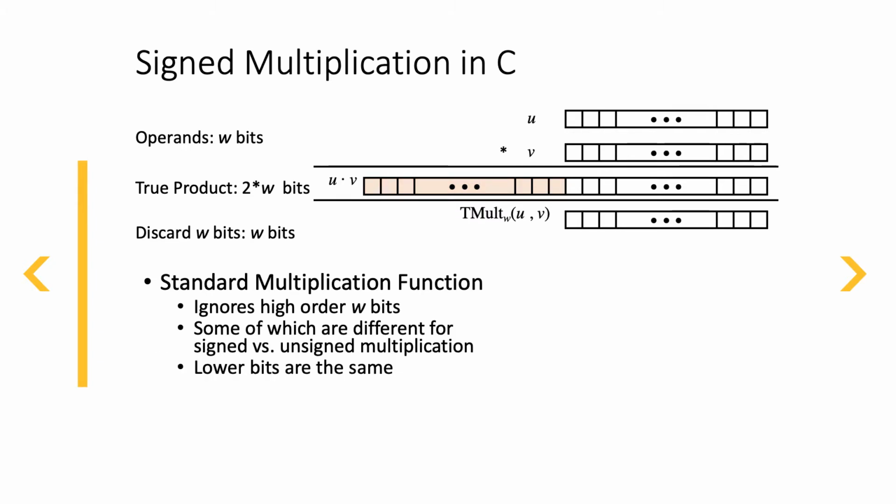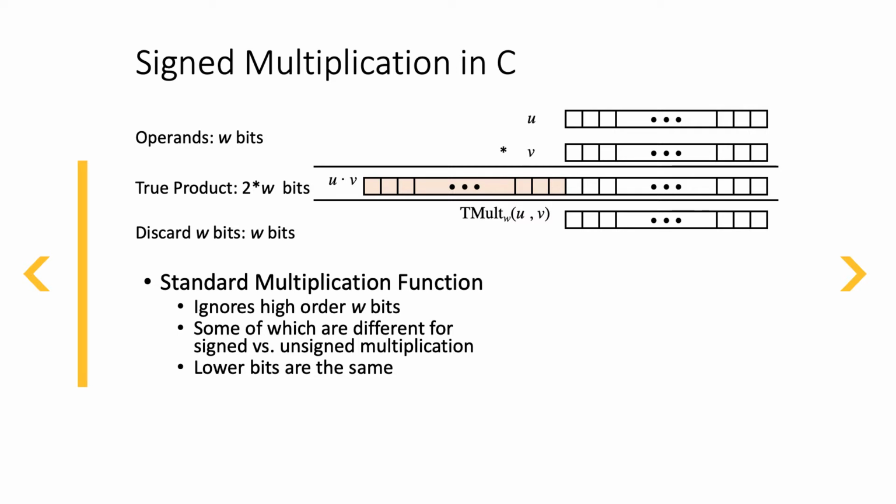With signed multiplication, again, we're just going to ignore the higher order W bits. So if we set aside effectively 2 times W bits for our product, we drop the high order W bits and just keep those lower order W bits, just like we do with the other. Now, something to be aware of: because when we're dealing with 2's complement, we're dealing with multiplication of potentially negative values, some of the higher order W bits might be a little bit different than what we get for an unsigned multiplication, but that doesn't matter because we're dropping them anyway. The lower W bits are going to be the same.